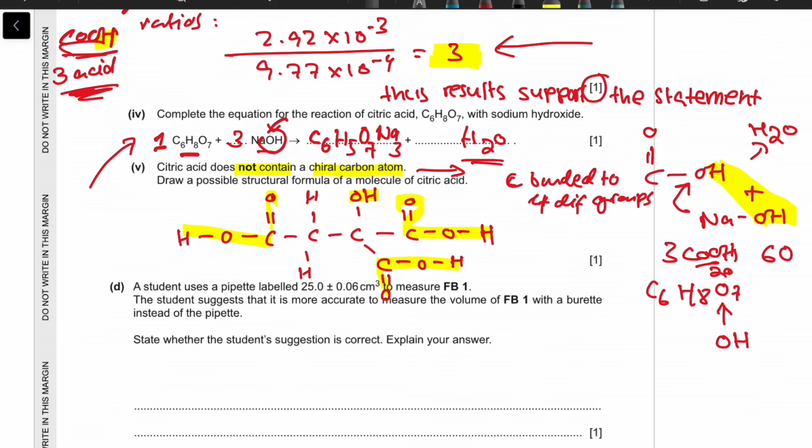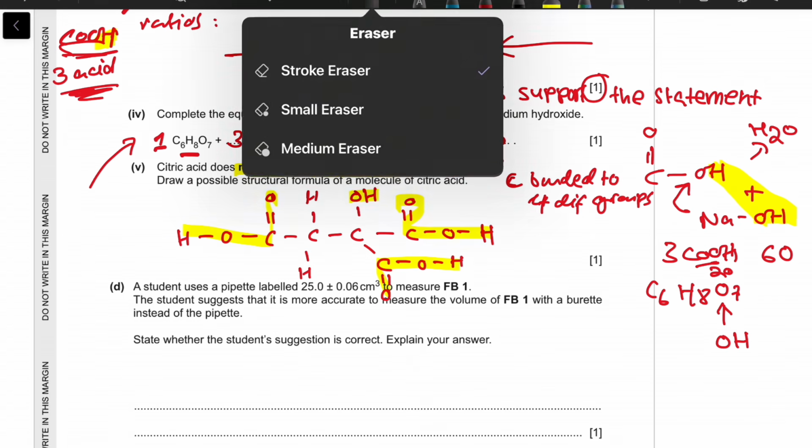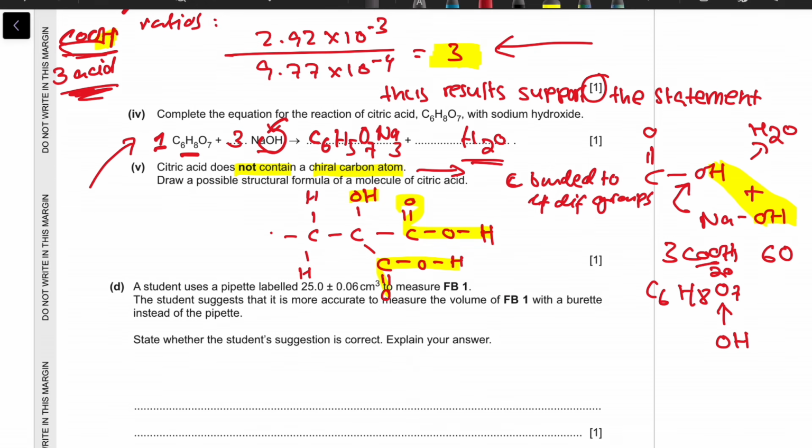And if we add them all up, we have 6 carbons. Yes, 1, 2, 3, 4, 5. Wait. Oops. It seems like I've missed out a carbon. My bad. That's why it's important to double check. 6 carbons, 8 hydrogens. Let's check. 1, 2, 3, 4, 5, 6, 7, 8. Yes. And definitely 7 oxygens. So there you go. There is not a single carbon that is bonded to 4 different groups, okay?